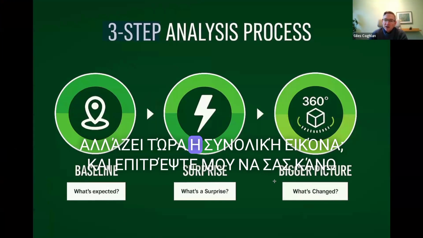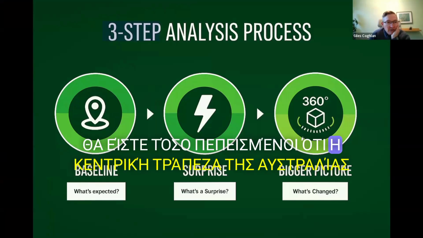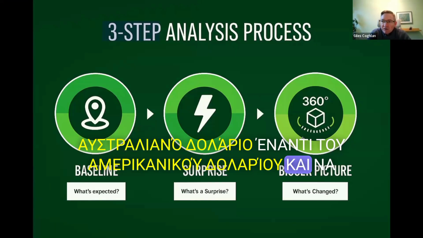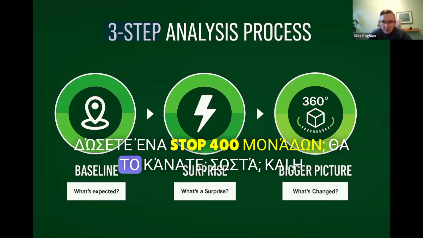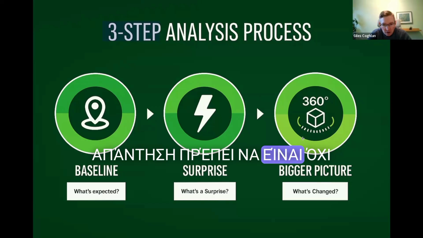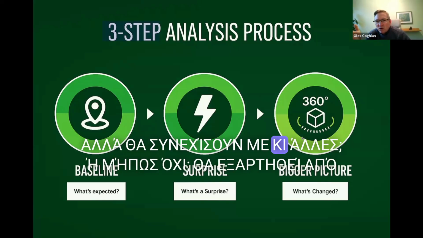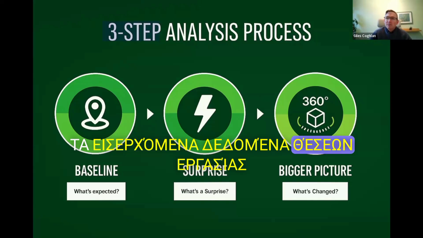Does this now change the bigger picture? And let me ask you a question. Would you be so convinced that the Reserve Bank of Australia is now going to be hiking interest rates that you could buy the Australian dollar against the US dollar and give it a 400-point stop? Would you? Right? And the answer should be no. It's not clear. Okay, they've done a hike, but will they do any more? Won't they? It's going to depend on incoming jobs data, incoming inflation data.